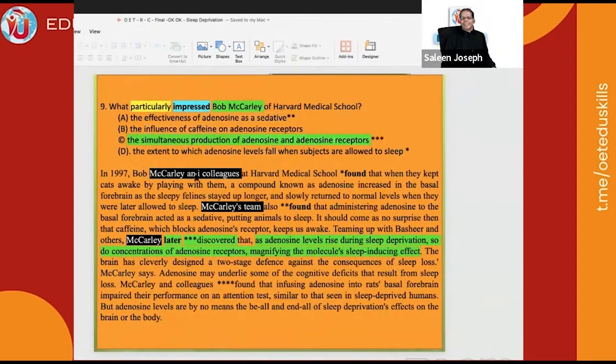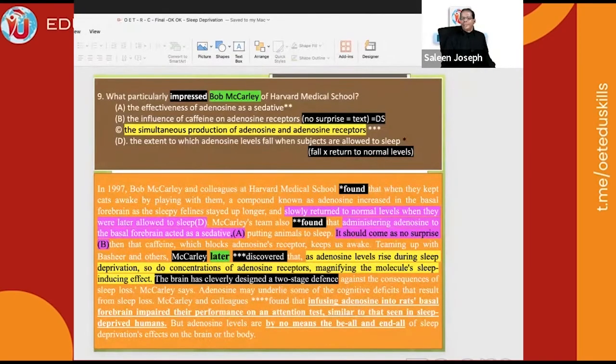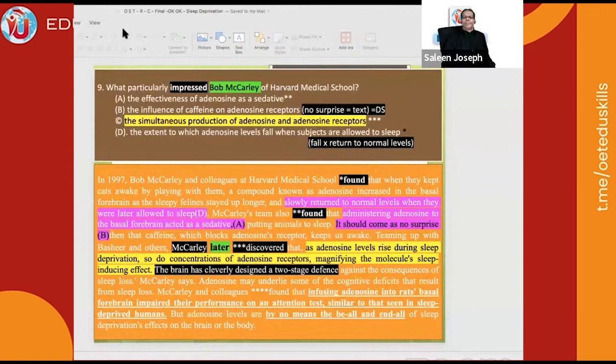Now you see Macaulay and colleagues, Macaulay and team. We are not bothered about what Macaulay and colleagues found, what Macaulay and team found, but we are bothered about Macaulay later discovered. Again, what is later? Sequential expression. And I said, whenever there is any sequential expression, normally the answer will be around. This is clear, I hope. Okay? Yes. Now you see how beautifully it is put up, particularly impressed about Macaulay.